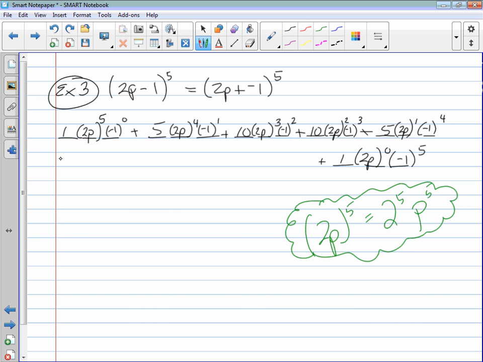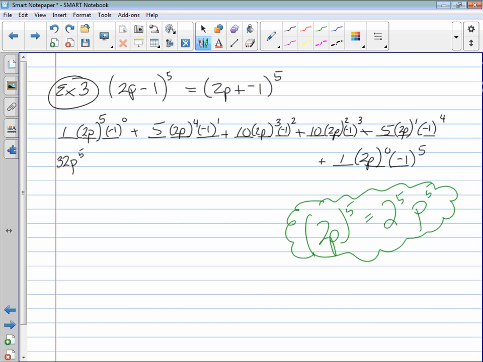So then I'm going to have 32p to the 5th. Now, we said anything to the 0 power is 1. I don't really need to write the 1, so I'm just going to leave it as 32p to the 5th. Now we go to the next group.